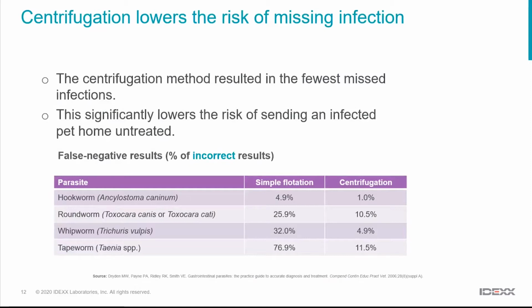And you can see for hookworms, nearly 5% false negatives on the simple flotation, drop that to 1% with the flotation centrifugation. Your roundworms drop from 26 to 10. Whipworms improve significantly, and even some tapeworms like Taenia improved in sensitivity too. So even though it means you've got to send the sample to the lab, it has some advantages.